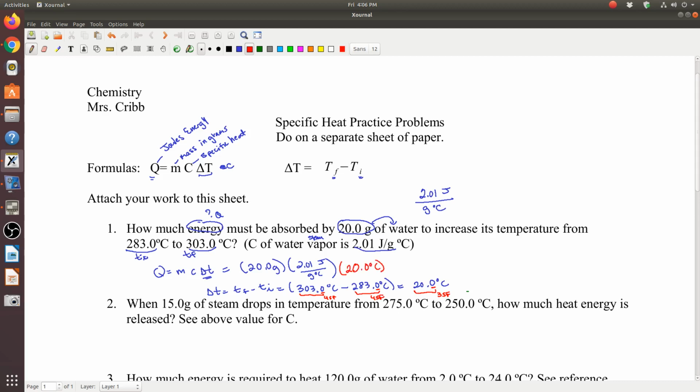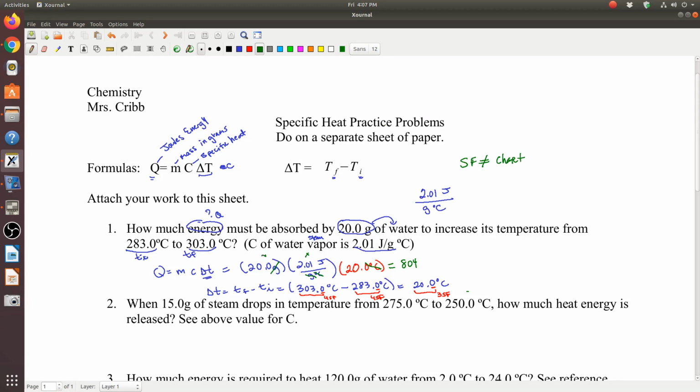20.0 degrees Celsius. I'm going to go ahead and cancel out units. Grams in the numerator, grams in the denominator, and degrees Celsius in the denominator, and degrees Celsius again. And when I do this math, 20 times 2.01 times 20.0, I get 804. And I have to double check my significant figures. Remember, significant figures do not come from a chart. I'm going to write that up here. Sig figs do not come from a chart. They come from measured values. So this is a chart, so it wouldn't come from that.